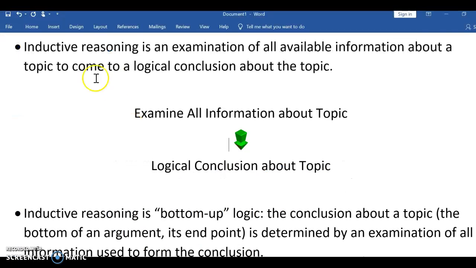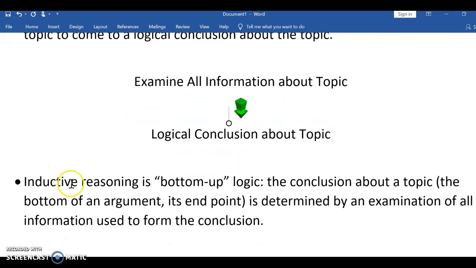Why is that? The scientific method is based on inductive reasoning, which is an examination of all available information about a topic to come to a logical conclusion about the topic. So we examine all information about a topic to come to a logical conclusion about the topic. Now, inductive reasoning is thought of as bottom-up logic. The conclusion about a topic, the bottom of an argument, its endpoint, is determined by an examination of all information used to form the conclusion.